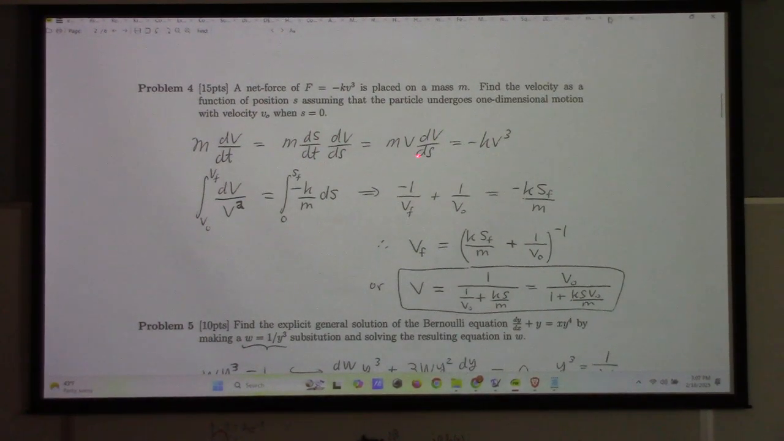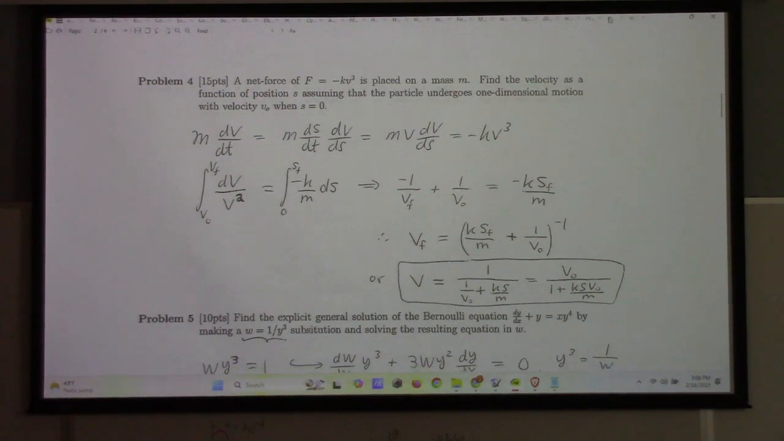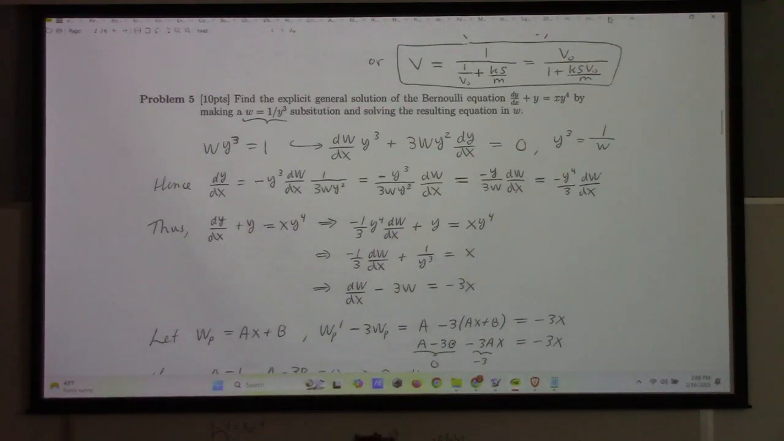But anyway, it's the same stupid trick. This is just the chain rule. Once I do that, I've eliminated time, and then we can separate and integrate. In contrast, if I asked you to find the velocity as a function of time here, you just solve this equal to that directly. You'd have dv over v cubed equals minus k dt over m, and you could solve that the same way. It wouldn't be hard to find velocity as a function of position, but you have to mind the instructions.